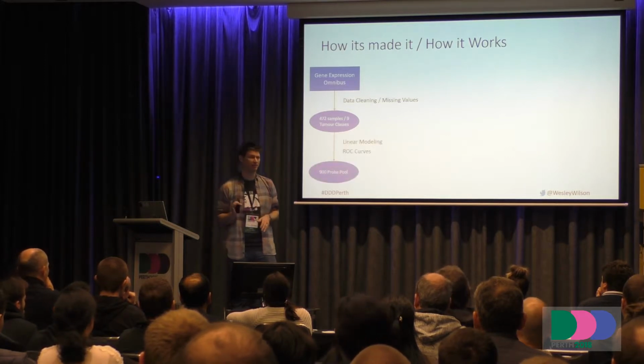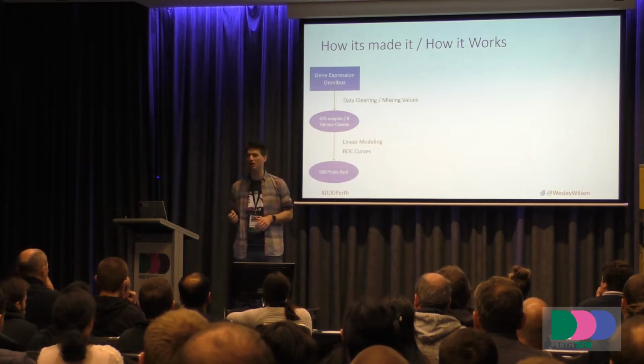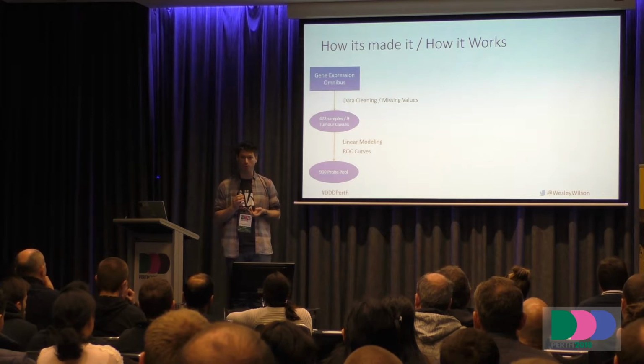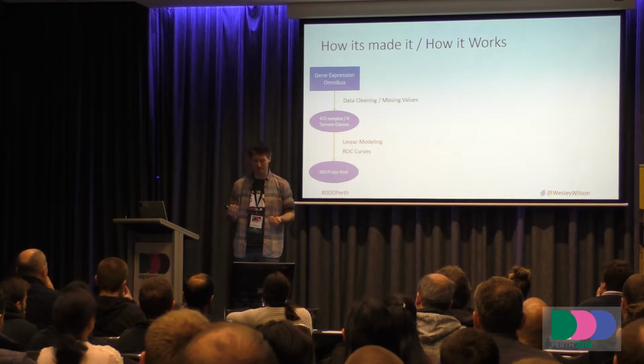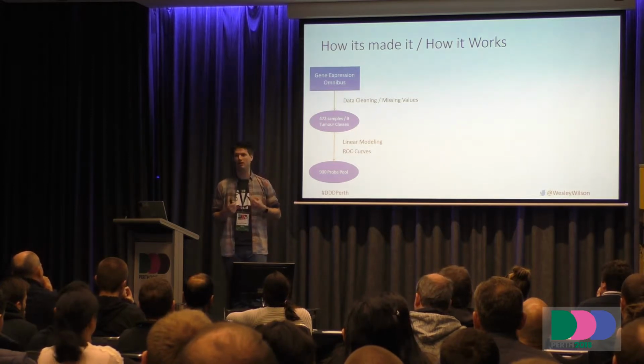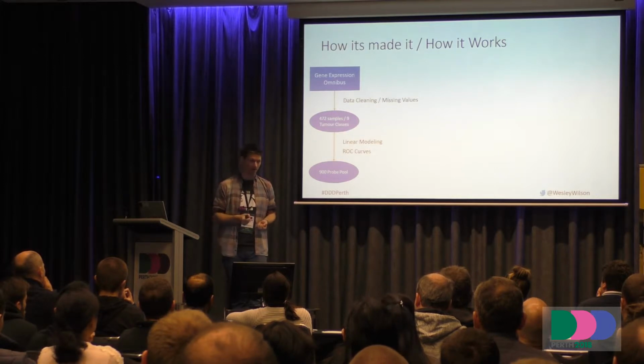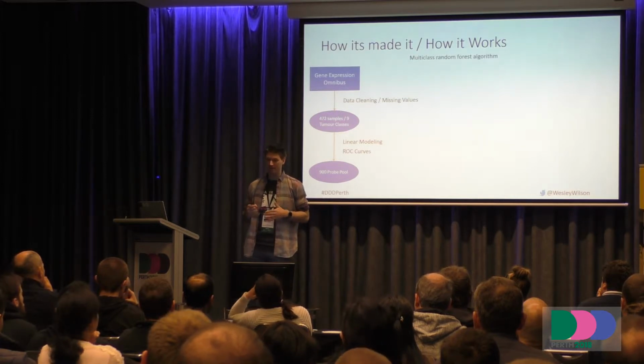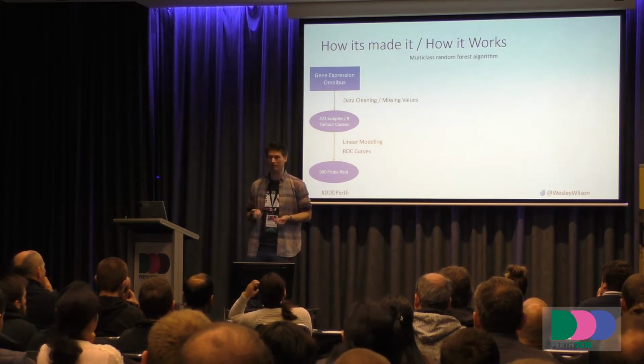Then using basic linear regression modeling and ROC curves, we cut down those 450K arrays, which have 450,000 probes, to a 900 probe pool that we were able then to make fingerprints out of. And that became our training data set. Those 472 tumors from a 900 probe pool became what we used. And we decided to make a multi-class random forest algorithm.